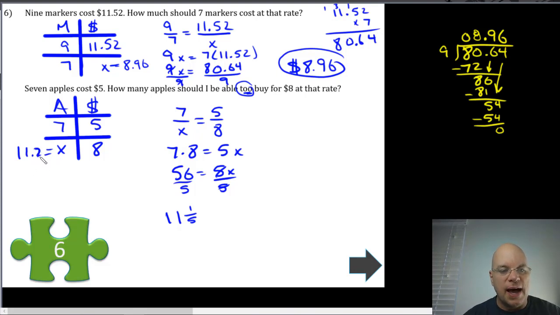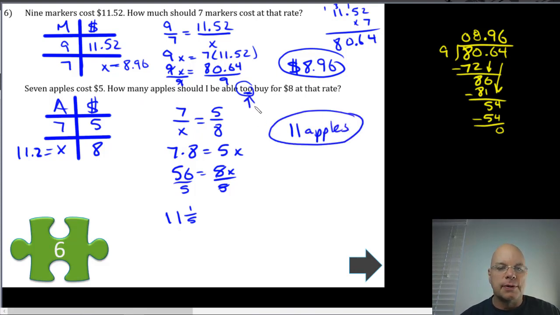So 11.2 apples. But can you buy 11.2 apples? No, you can only buy 11 apples or 12 apples. So you can't buy more. You don't have enough money for 12. So the answer here is 11 apples. I'm really bugged by this typo. Okay.